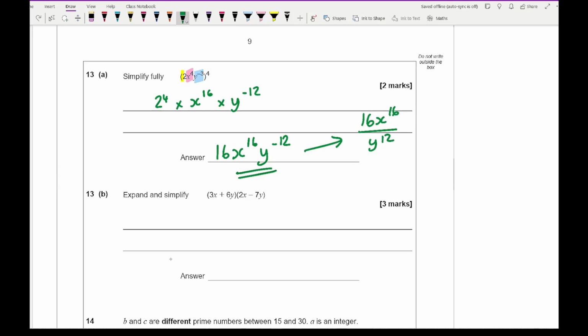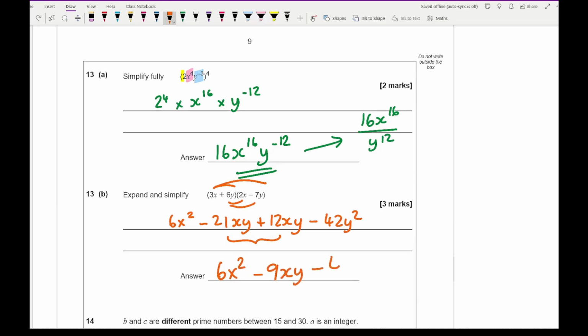Moving on to question 13b, it says expand and simplify. So what we want to do here is to use our loops, in which we get 6x squared minus 21xy plus 12xy, and then minus 42y squared. Then simplifying these two terms here, we get a final answer of 6x squared minus 9xy minus 42y squared.